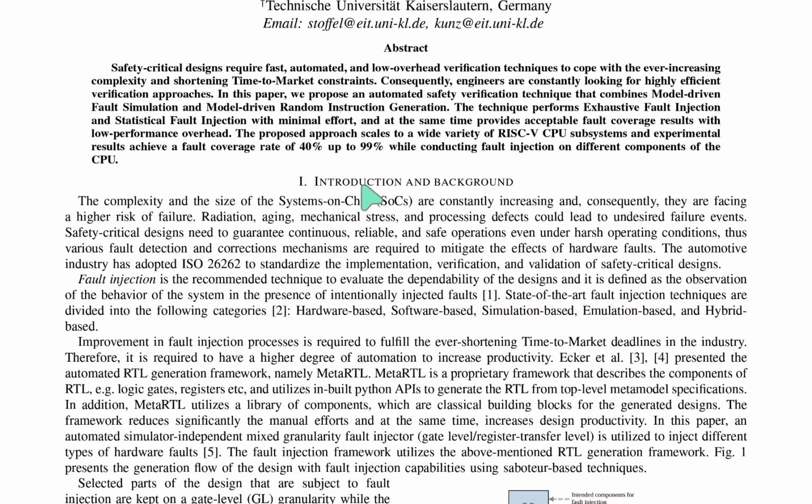Chapter 1. Introduction and Background. The complexity and size of systems on chips are constantly increasing, and consequently they are facing a higher risk of failure. Radiation, aging, mechanical stress, and processing defects could lead to undesired failure events. Safety-critical designs need to guarantee continuous, reliable, and safe operation even under harsh operating conditions.